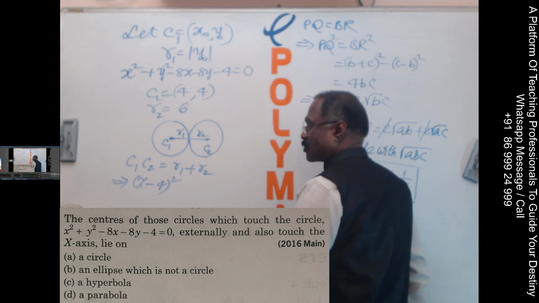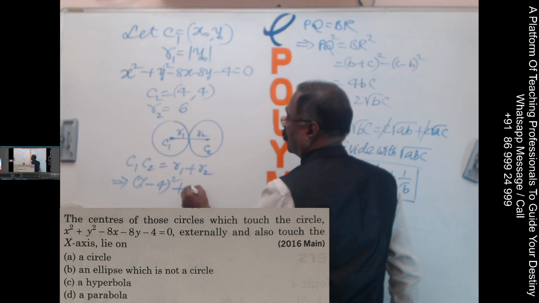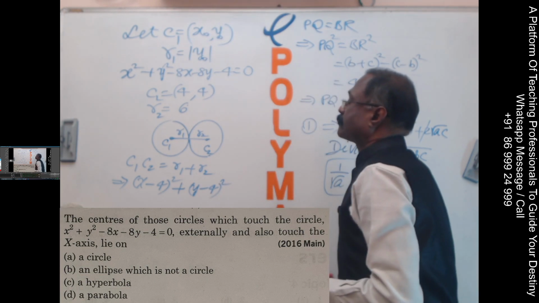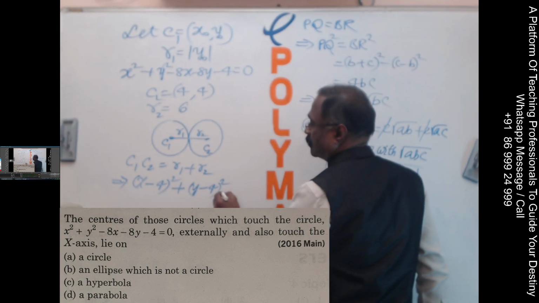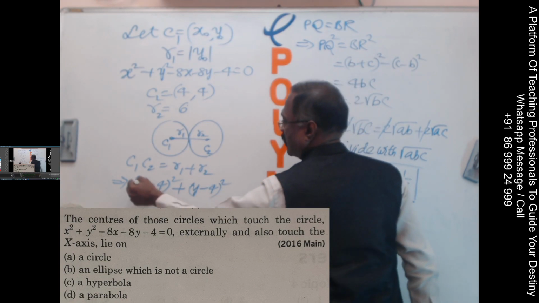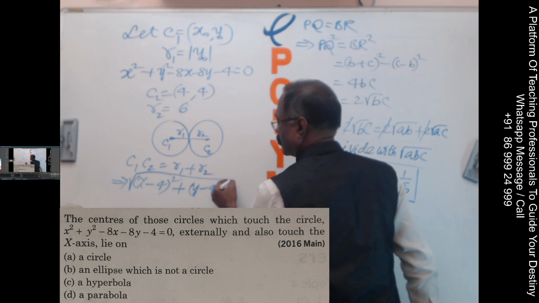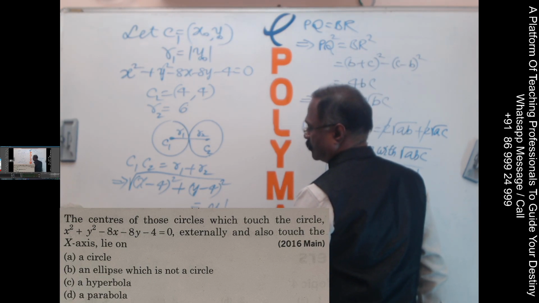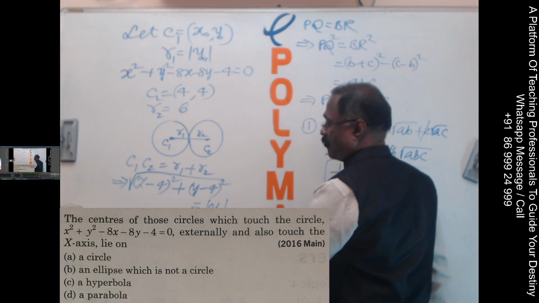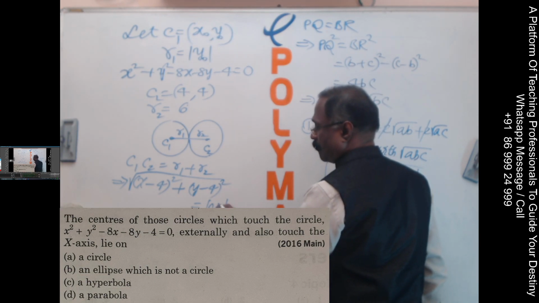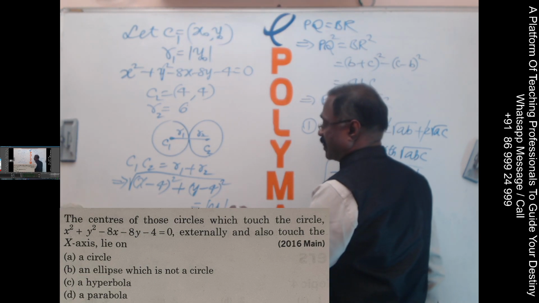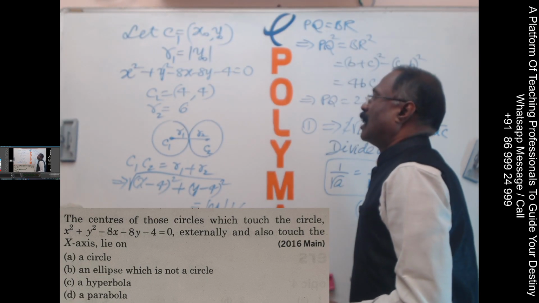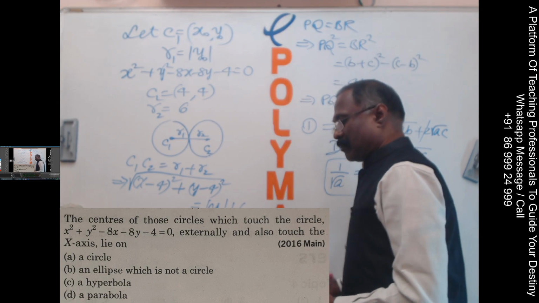X minus 4 whole square plus y minus 4 whole square, under root, is equal to R1, which is mod y naught, plus 6. R1 plus R2 please. Now this is to be simplified.